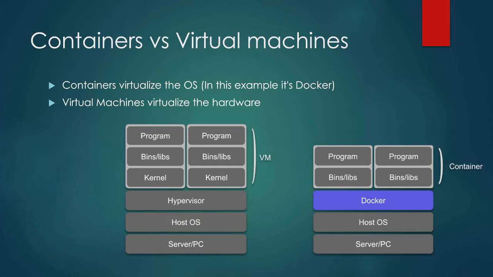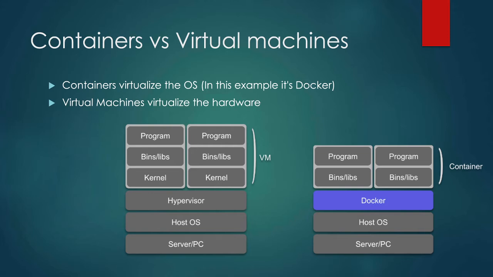Containers are slightly different than virtual machines. Containers actually virtualize the operating system, whereas a virtual machine virtualizes the hardware as well. So you can see from the image on the screen, the virtual machine is going to end up running with the hypervisor, and then each virtual machine will have the kernel, the libraries, and the programs.